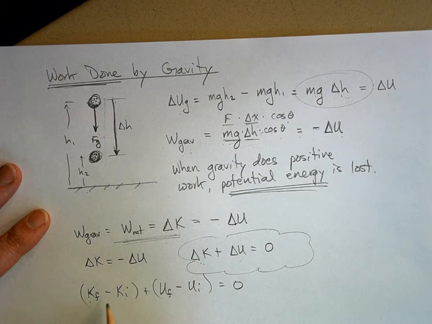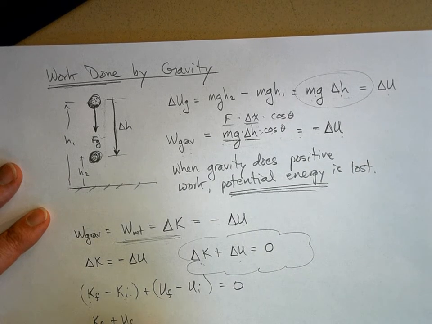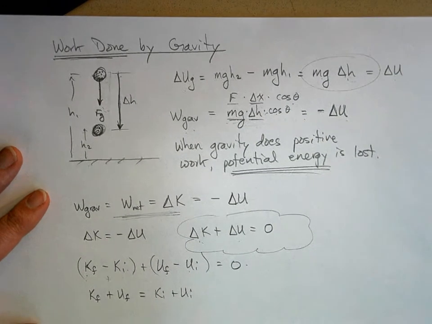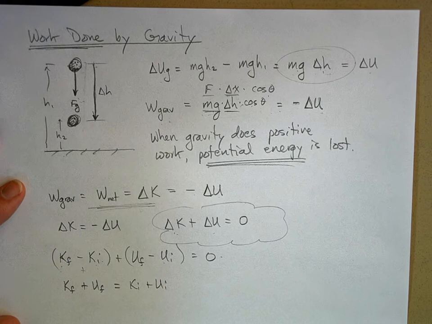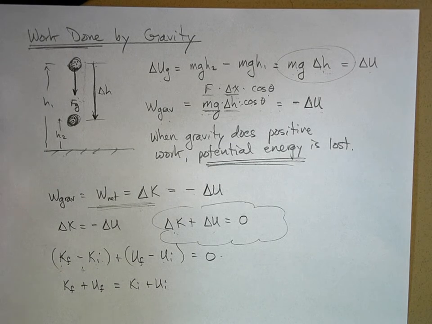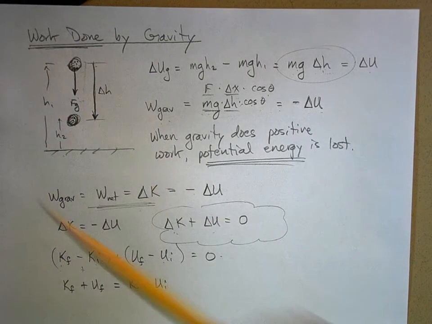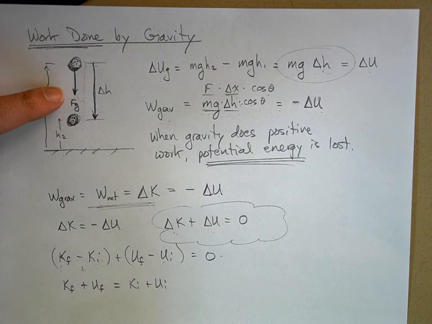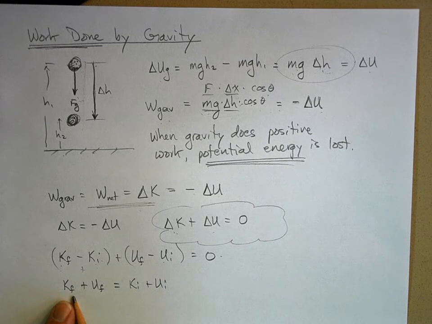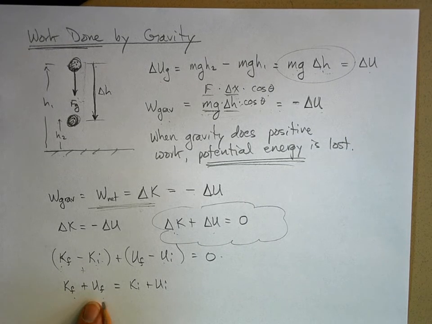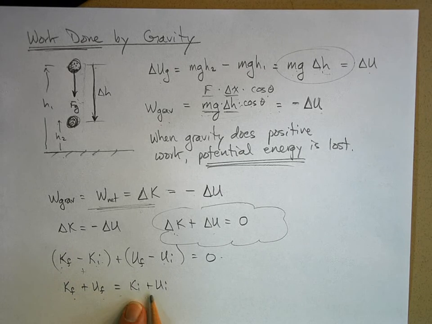Well, now I'm going to put this on the other side. The final kinetic energy plus the final potential energy equals, well, I'm going to add the initial kinetic energy to the other side, and I'm going to add the initial potential energy to the other side. So in this system, this bowling ball being dropped, if the only force doing work is gravity, then if I add up the final kinetic energy and the final potential energy, it'll be exactly equal to the initial kinetic energy plus the initial potential energy.